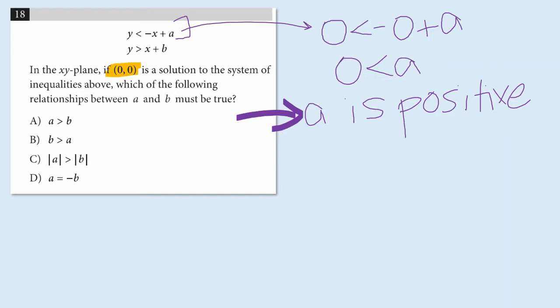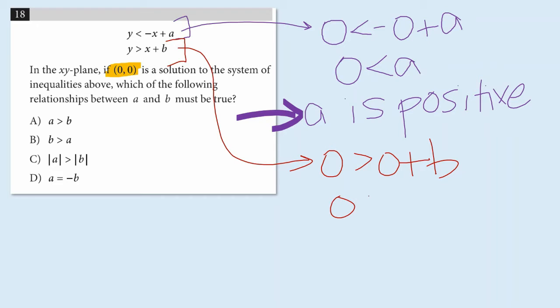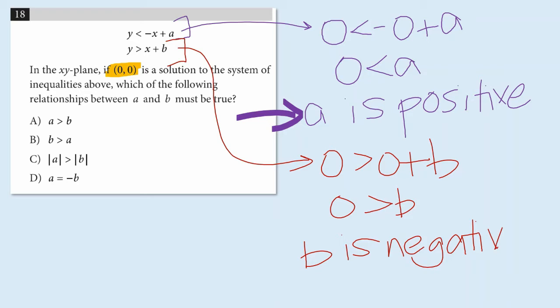So let's look at the second inequality, and let's do the same thing. We're just going to substitute 0 in for x and 0 in for y. So we have 0 is greater than 0 plus b, which is the same thing as 0 is greater than b, which means that b is less than 0. So if b is less than 0, that means b is negative. And that's an important piece of information too.